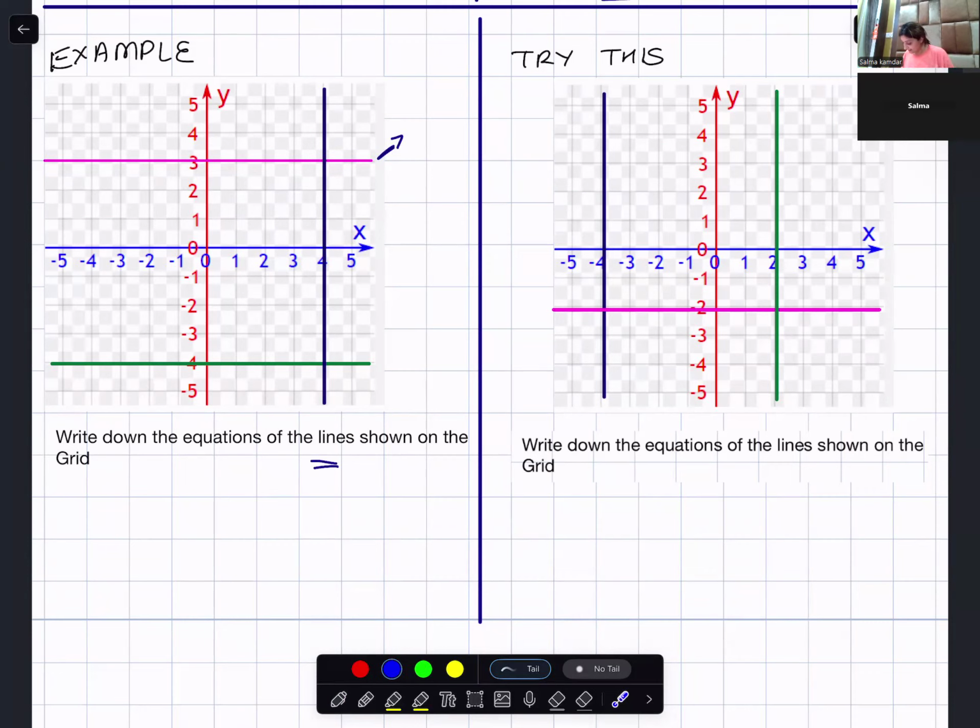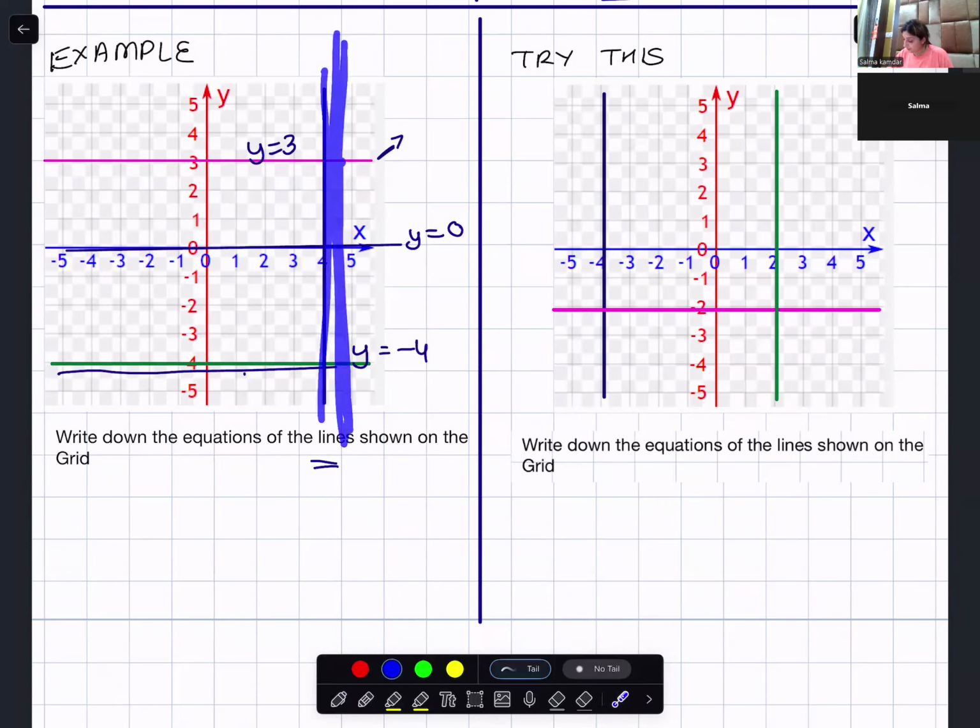The equation will be y equal to 3. This line is crossing the y-axis at 0, y equal to 0. This line is crossing the y-axis at -4. So the equation of that line will be y equal to -4. This line is crossing the x-axis at 4. So the equation of this line would be x equal to 4.